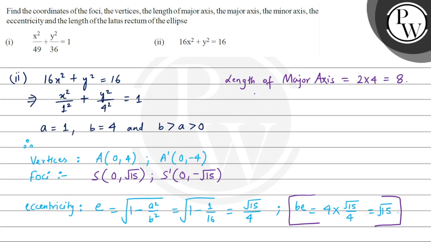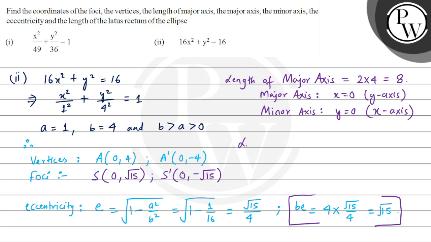Then the major axis equation will be x equals to 0, that is the y-axis, and the minor axis is y equals to 0, that is the x-axis, because it is a vertical ellipse. Now we have to find the eccentricity. Eccentricity we have already calculated, so we will find the length of the latus rectum.